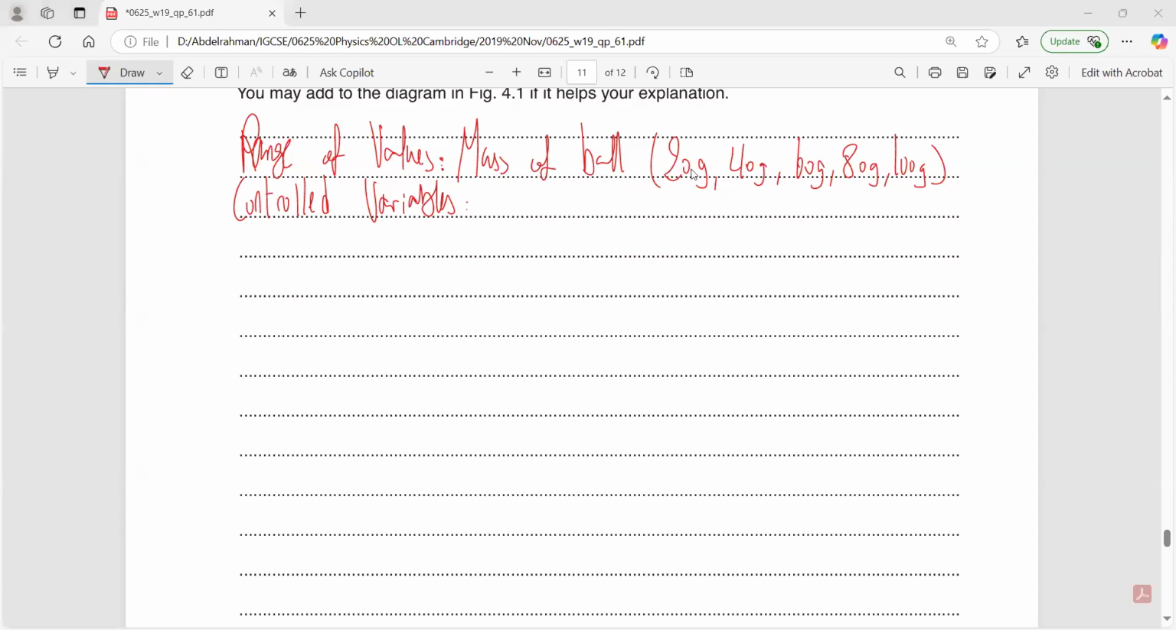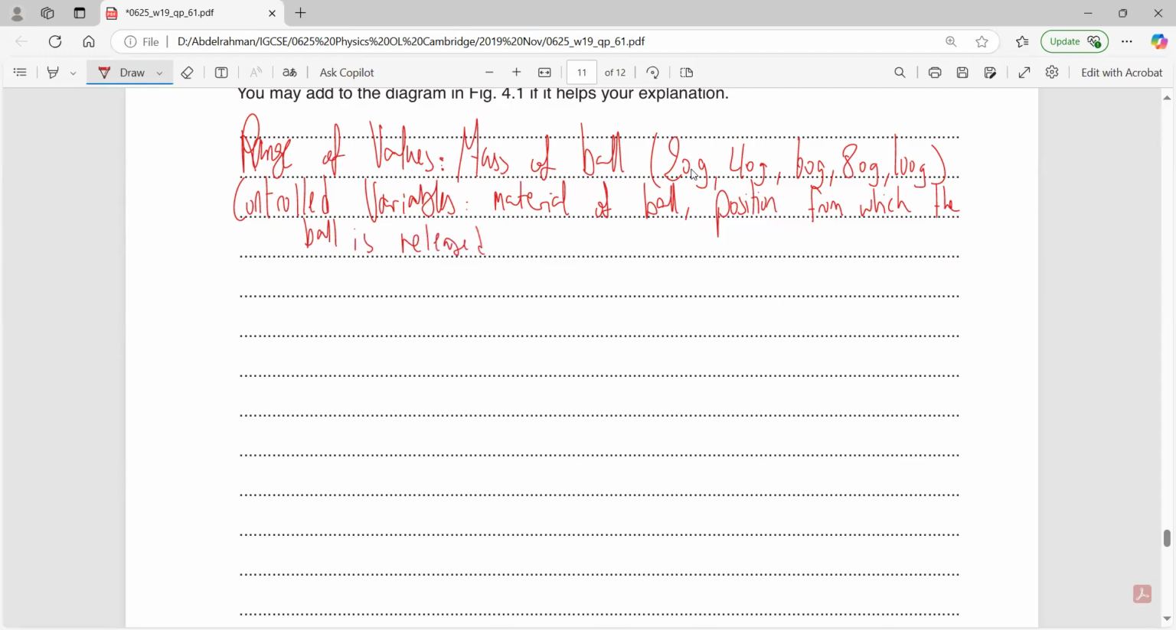Okay, the material of the ball. Material. Yes, the position from which you release the ball. Position from which the ball is released.